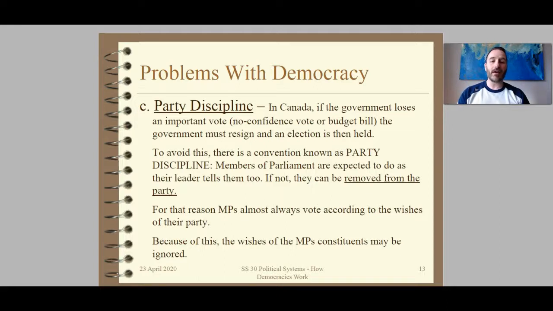The whole point is to avoid what are called no confidence votes, because if a major bill like a budget bill doesn't pass in the House of Commons, it means that the government has forfeited the will of the people, and then you have to have an election. So party discipline helps avoid elections that happen more regularly because you don't have governments topple, and it also helps the government in power appear as if it has solidarity amongst all of its people.